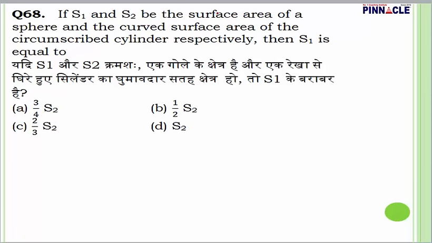Question number 68. If S1 and S2 are the surface area of a sphere and the curved surface area of the circumscribed cylinder respectively, then S1 is equal to what? The surface area of a sphere would be 4 pi r squared, that is S1. And the curved surface area of the circumscribed cylinder is 2 pi r, and that is S2.